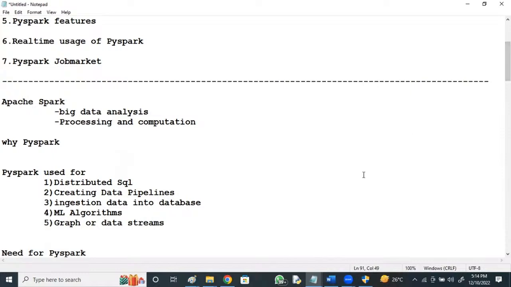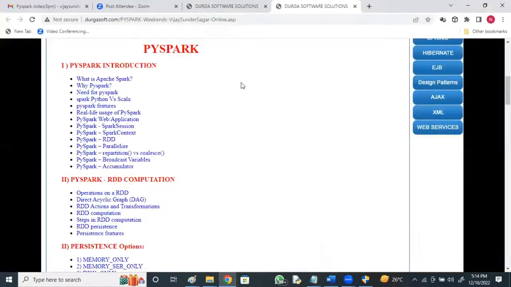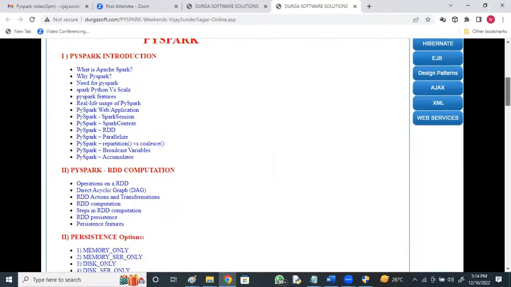Now, what I am going to discuss as part of this course: I'll be discussing each and every functionality of PySpark in depth, starting with the PySpark introduction. Especially for Spark with Python, it has many functions where we don't need to write huge code. That is the main advantage of using Python for implementing Spark; Python has its own advantages.